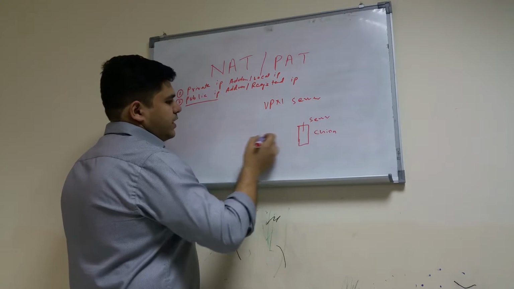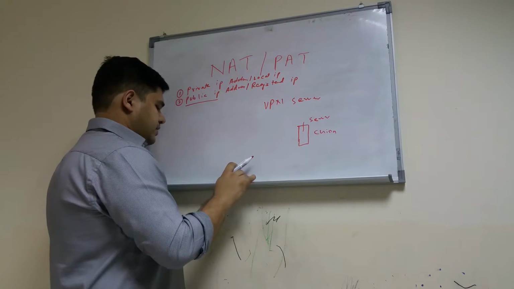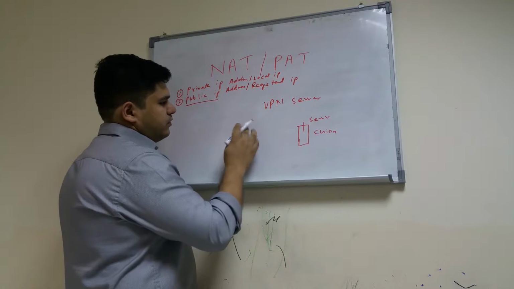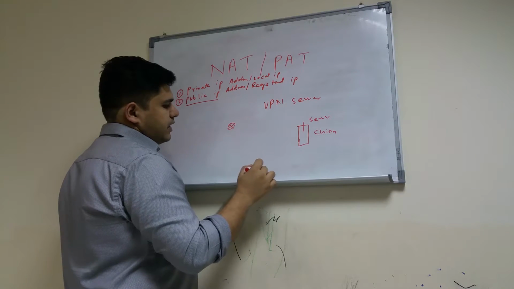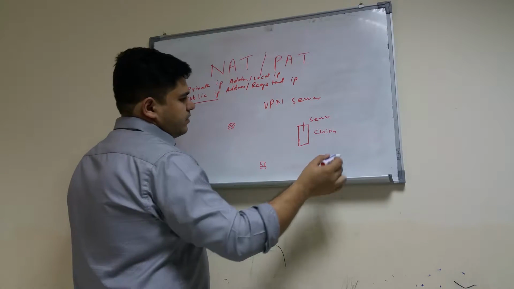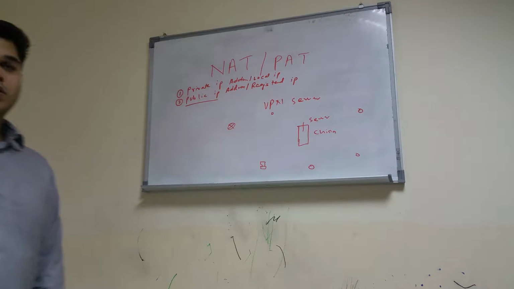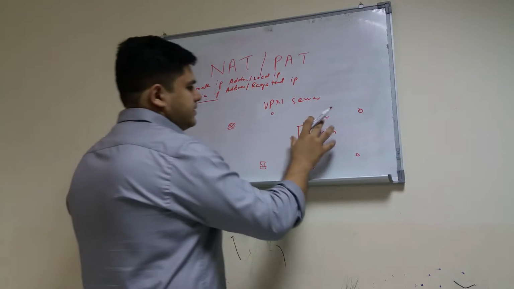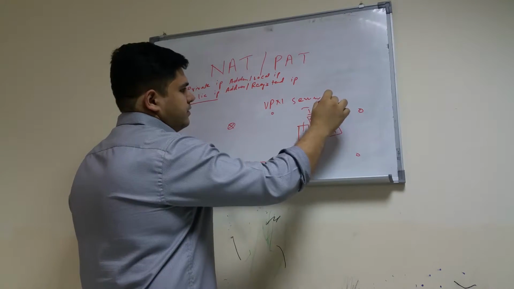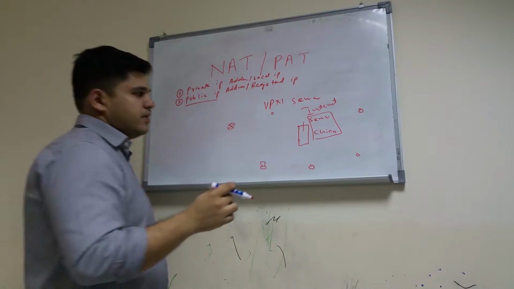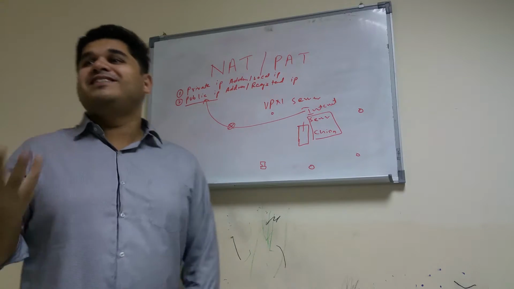This server is located in China, and this company has a lot of clients and employees who are roaming. Suppose they are in Dubai, Sharjah, India, New York, Canada, Brazil, any location. If you want to reach that server through the internet, you can reach it, and the reason is you need a public IP. Why? Because you need a fixed IP.